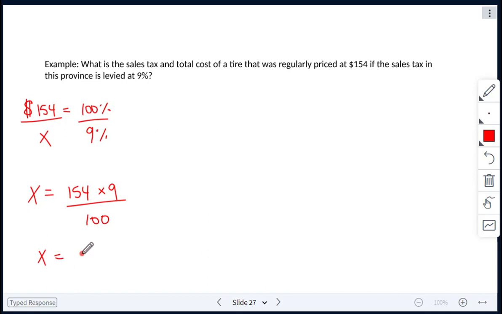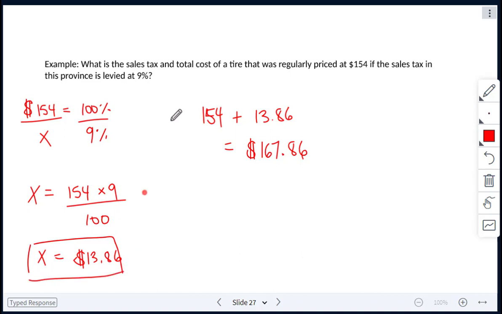And that gives me $13.86. So you're paying $150 plus the $13.86. Okay, so you have to add it on. So 154 plus the $13.86, which gives us our total cost of the tire to be $167.86. All right, so this was a two-part question. What is the sales tax? So we calculated the sales tax. And then what is the total cost of the tire? There's the total cost of the tire.